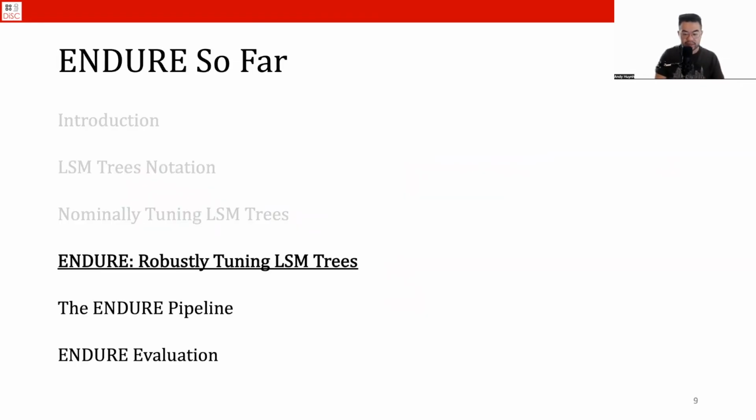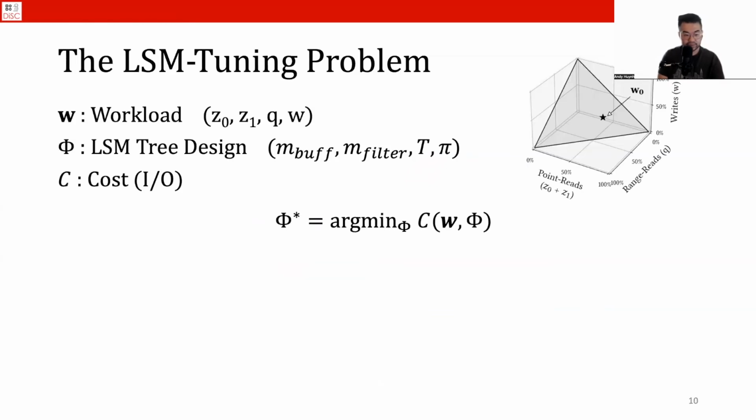So quick recap, I've talked a bit about LSM trees and the tuning problem, and I'm going to dive a little bit further into Endure now. So tuning in the presence of workload uncertainty, and I'm going to talk a little bit about the Endure pipeline and then show some results.